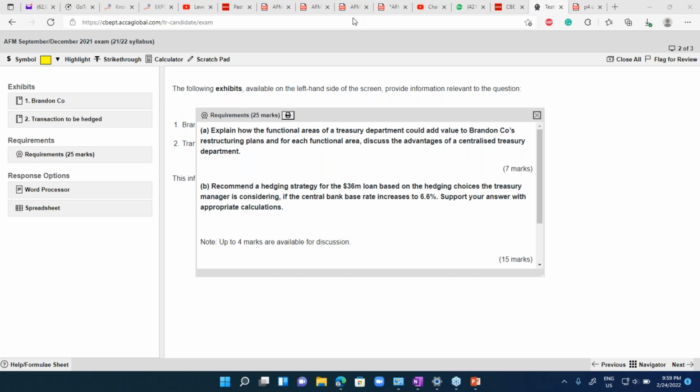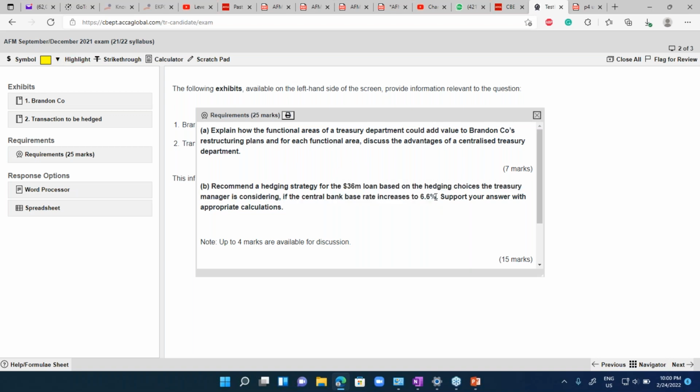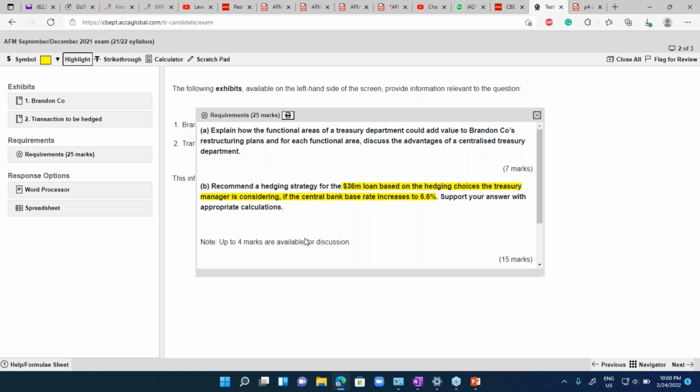So I am directly reading part number 2, B part. Recommend a hedging strategy for the 36 million loan based on the hedging choices the treasury manager is considering if the central bank base rate increases to 6.6%. So if the interest rate increases to 6.6%, what hedge will you use? Support your answer with the appropriate calculation.